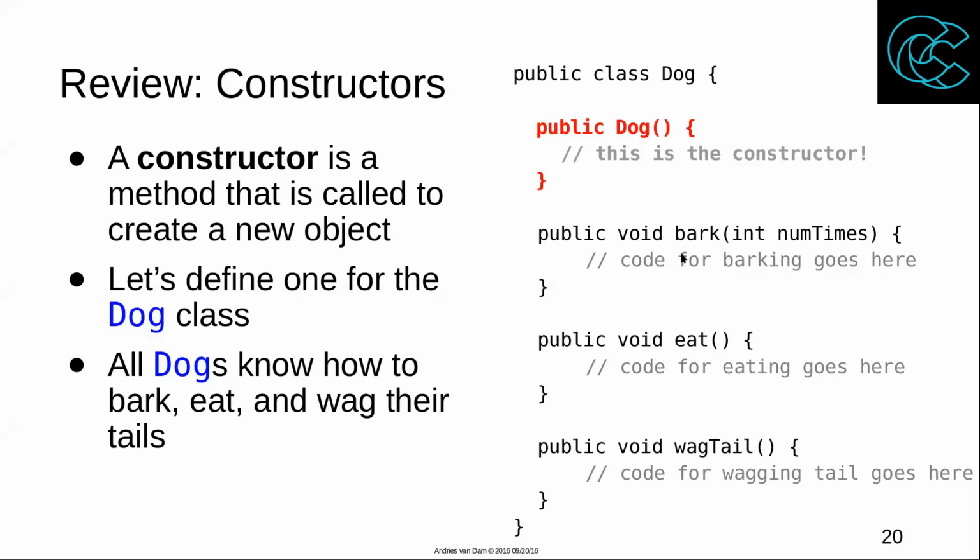One of the methods is bark, and the input here is the number of times the dog should bark. There are two other methods, eat and wagTail. If you look at these methods, the dog has three responsibilities. One is to bark, the second is to eat, and the third is to wag the tail. And we have methods corresponding to each of these three responsibilities.